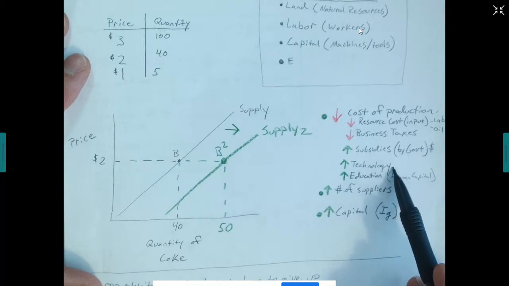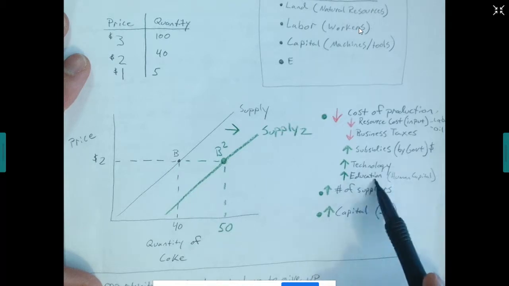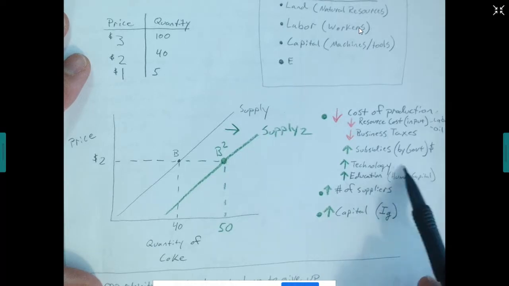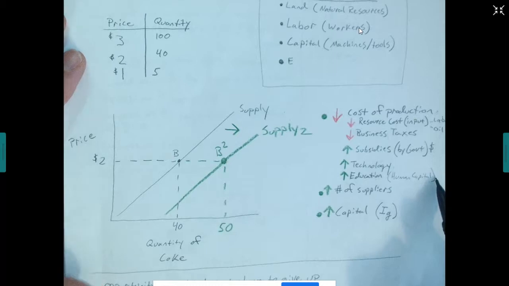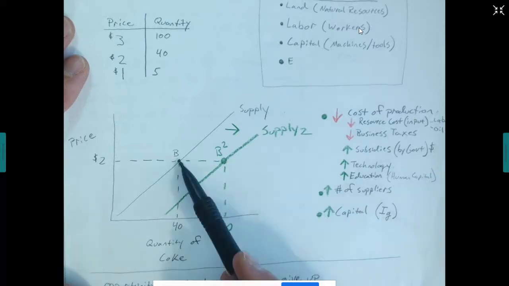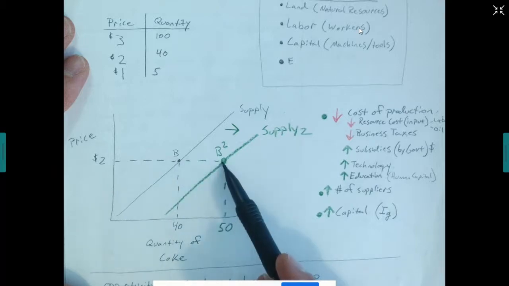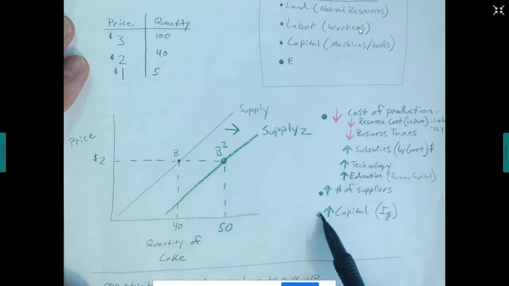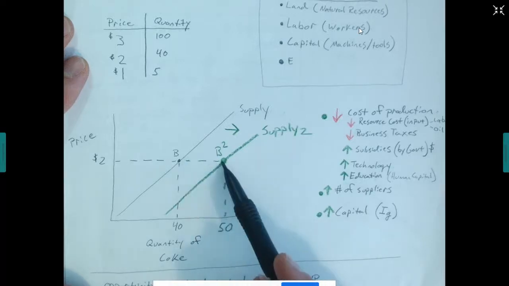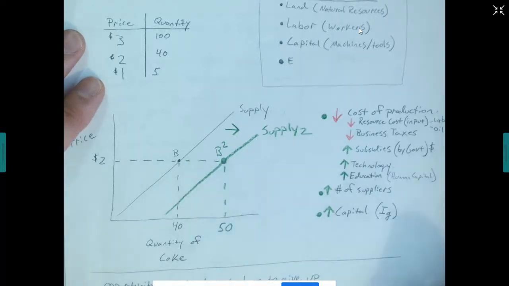If there is an increase in technology or an increase in education of the workers, also known as human capital, this would help increase productivity and speed up the manufacturing process. If there was an increase in the number of suppliers, businesses again would be able to supply more. And lastly, if there's an increase in capital, those tools and equipment and machines, if we have more factories, we'll be able to supply more.